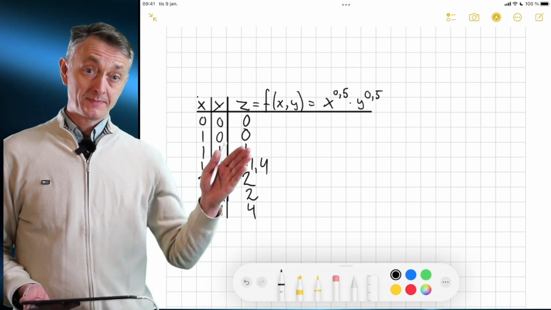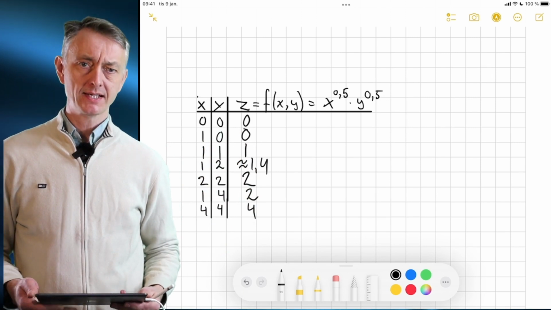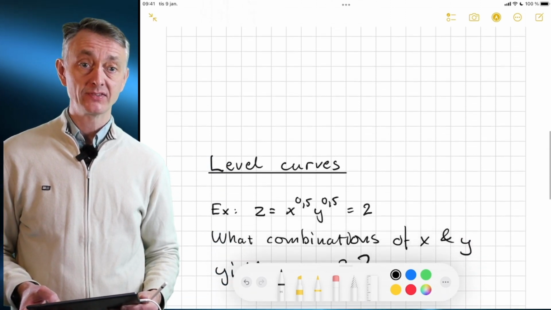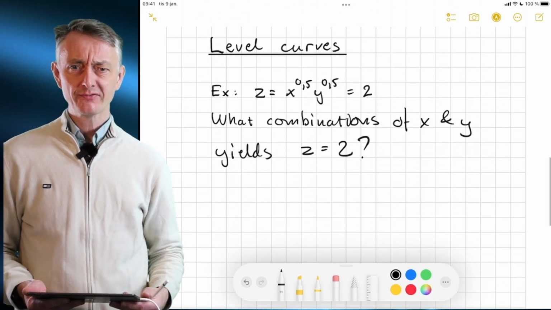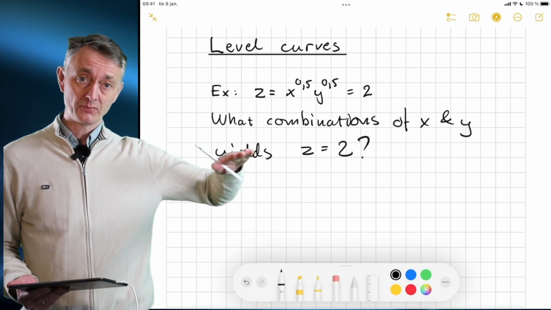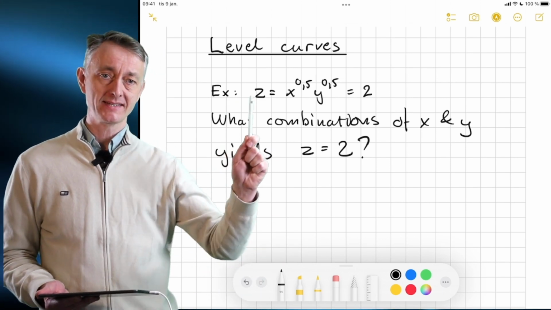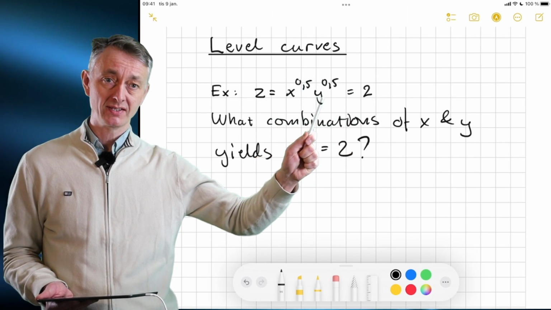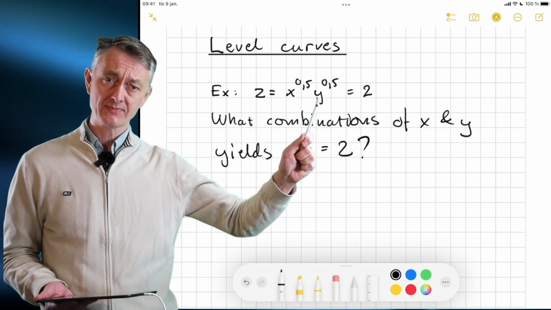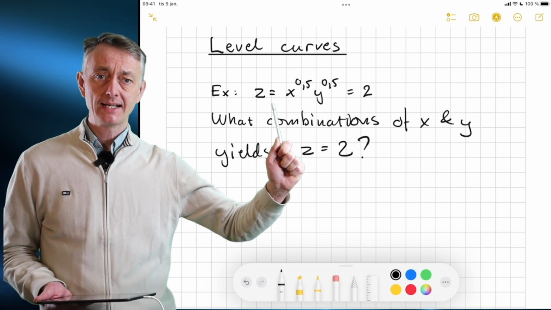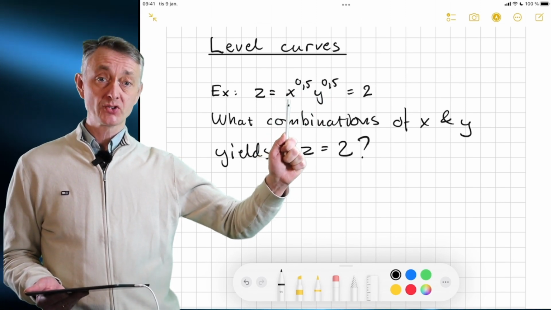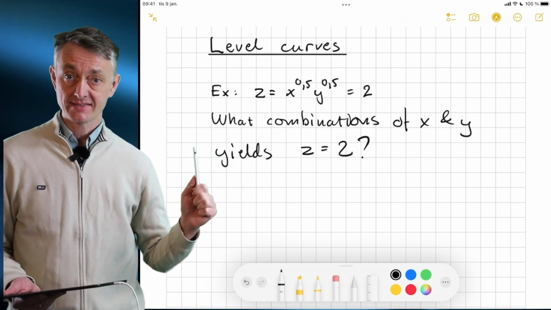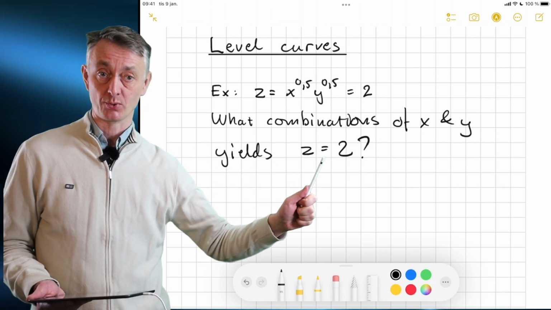So now you've seen this curve drawn, and another thing that we as economists are interested in learning about are level curves. And what are level curves? Well, for example, that's one level of production. So for example, let's say that z, that was the level of output, is equal to 2. And we know that the production function is x to the power 0.5 times y to the power 0.5. And so a level curve shows you combinations of x and y such that z, that is the level of production, is equal to 2.